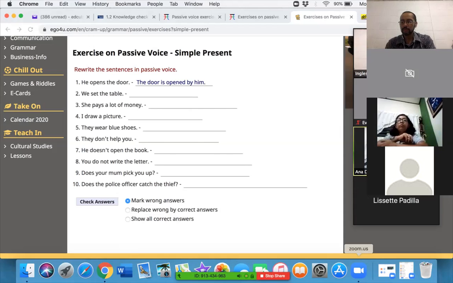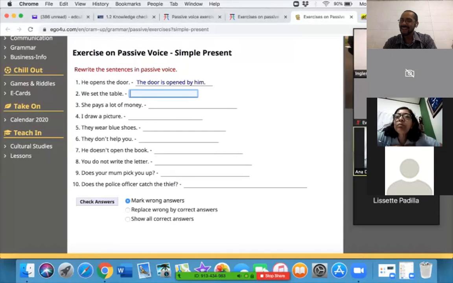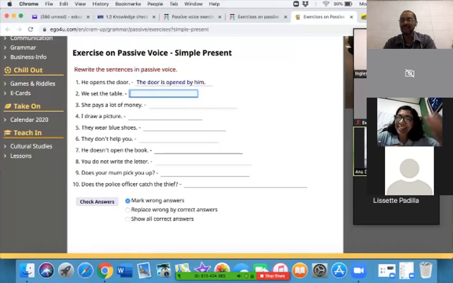At the table by them. Anna, do you have number two? I have a doubt, teacher. Let's try. Let's do it together. Go ahead.